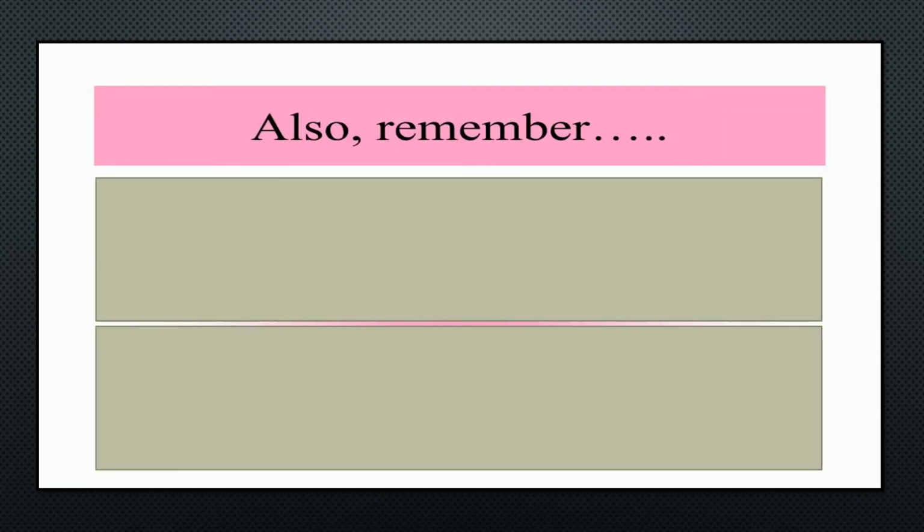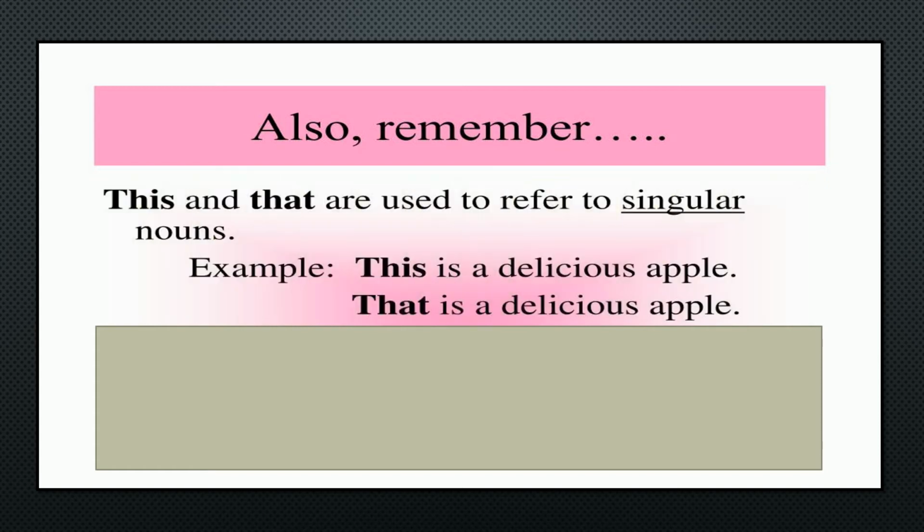Also remember, these points are very crucial for you to remember. And the first one is that this and that are used to refer to singular nouns. Example, this is a delicious apple. That is a delicious apple. So we are looking at a singular item, a singular apple, and we use this because the apple is closer to you. Another one, the apple is far away from you.